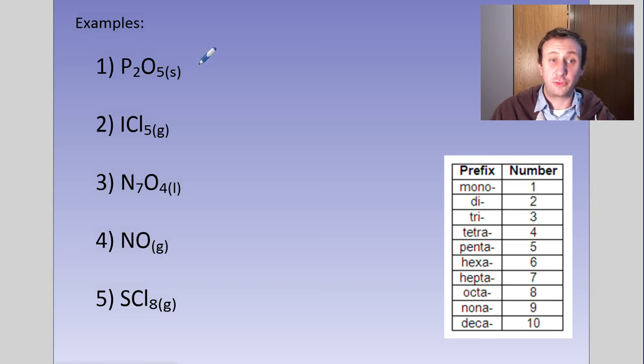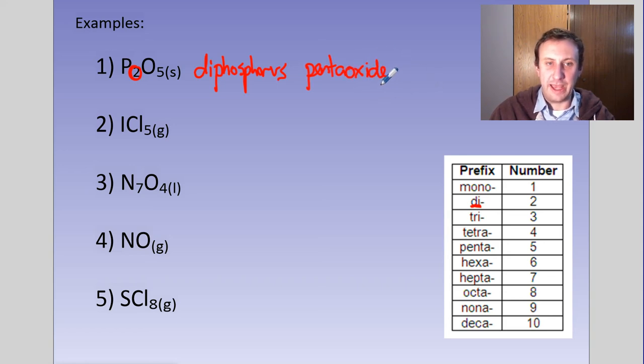Let's take a look and try out one of these together. Then I'm going to let you try out the rest, pause, and then I'll take them up afterwards. So here I have diphosphorus. And I say di because, again, it's got 2. So I'm just putting that prefix in front of phosphorus. And then I have penta, because of 5, oxide, for the -ide ending.